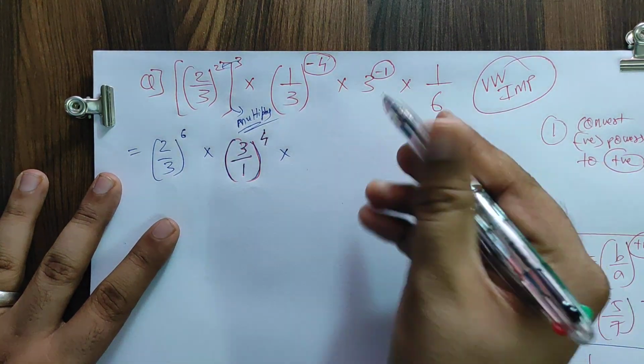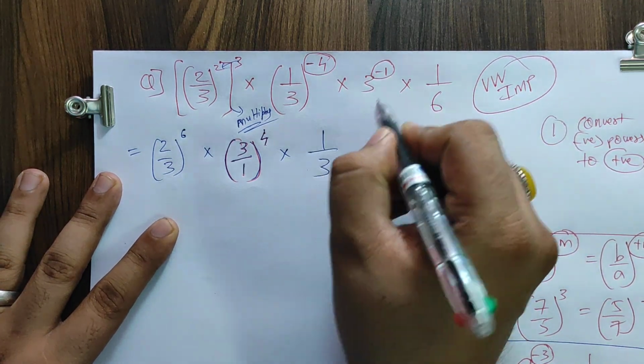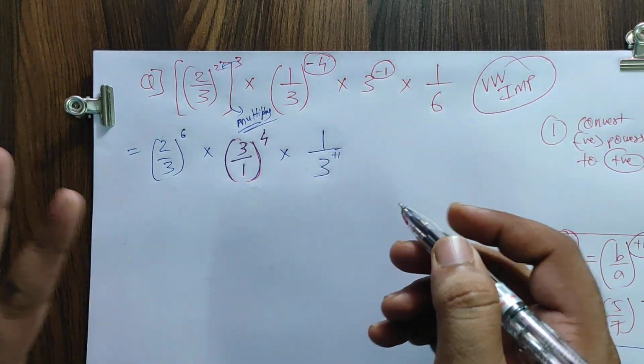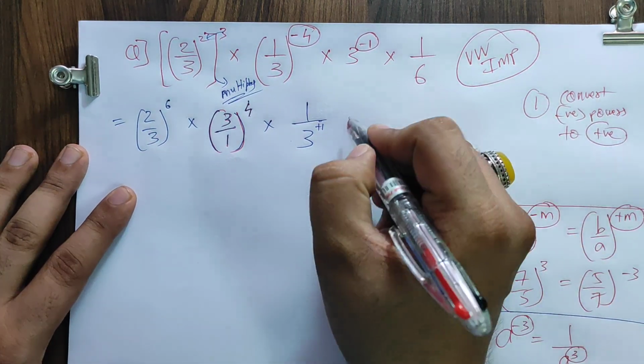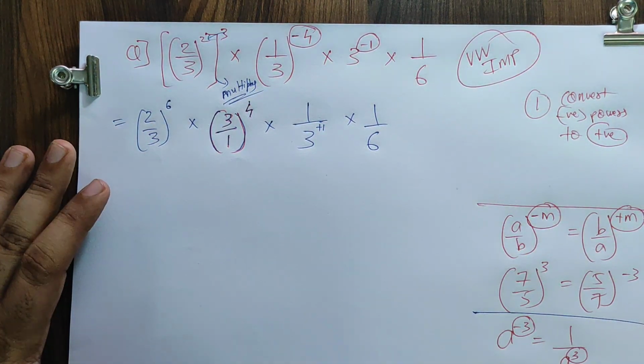So it's 3 raised to -1. If I write 1/3, this -1 will become +1. No need to write +1, no need even to write 1 also. Multiplied by 1/6, please, everyone.